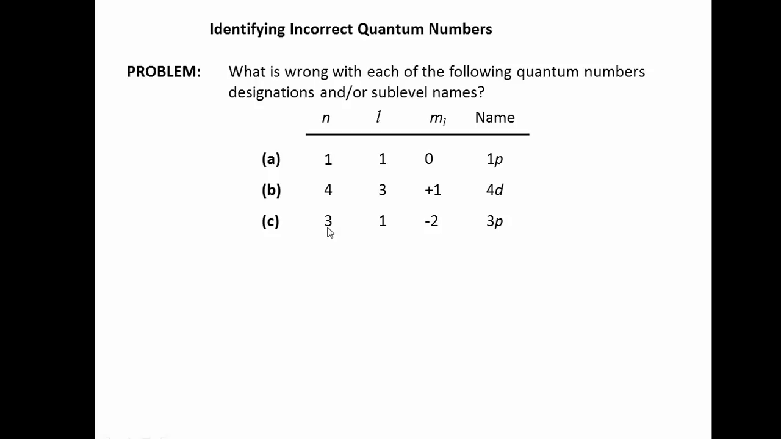Okay, finally, n is 3, L is 1, so this is a 3p orbital. The problem with this is that m sub L can only range from negative L to L, so you can't have m sub L negative 2 for a 3p orbital.